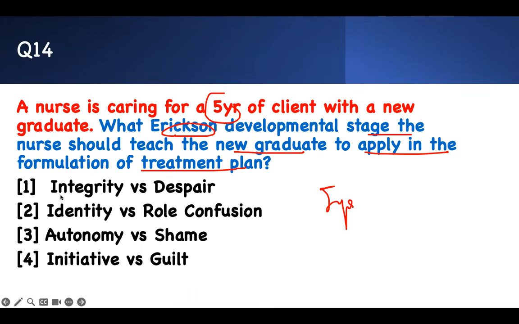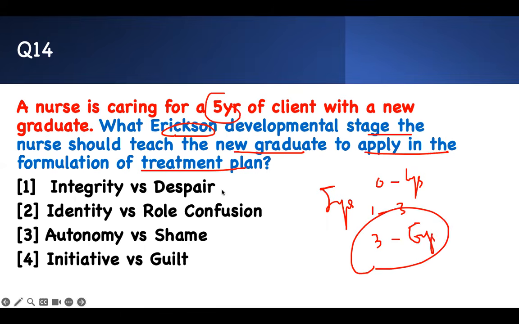The first stage is mistrust and trust, so 0 to 1. Then 1 to 3, that's early childhood, they start taking what we call autonomy and shame after they trust you. Then from 3 to 5 or 3 to 6 years, that's when they start taking initiative. Integrity and despair is older patient, the end of life.